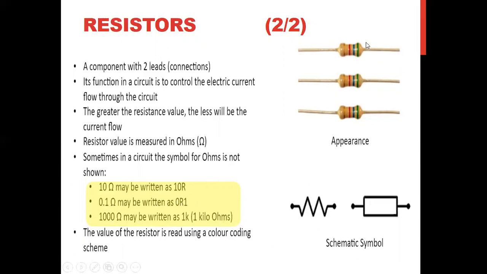How do we read the value? We can see from here, there is some color. These are the color bands. The stripes are known as color bands. So using a color code, we can read the value of a resistor. What we will discuss after this.